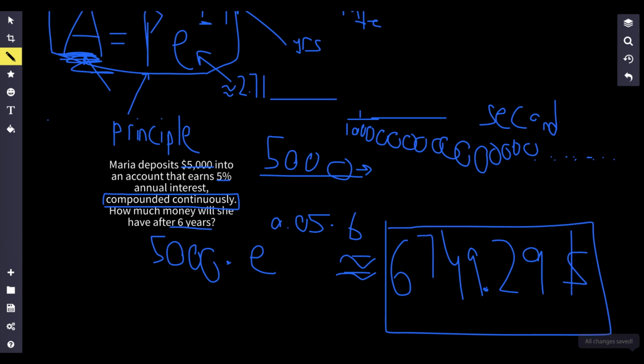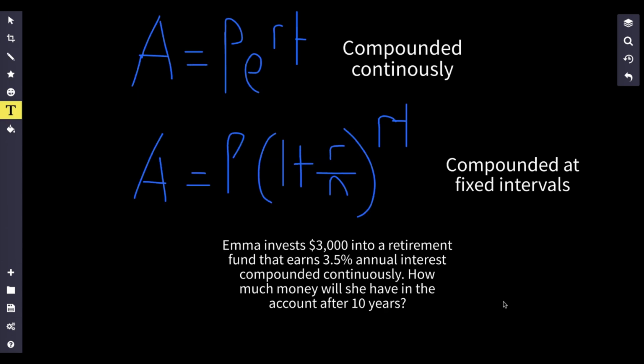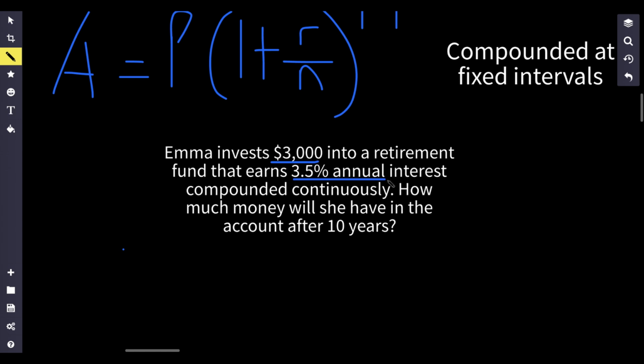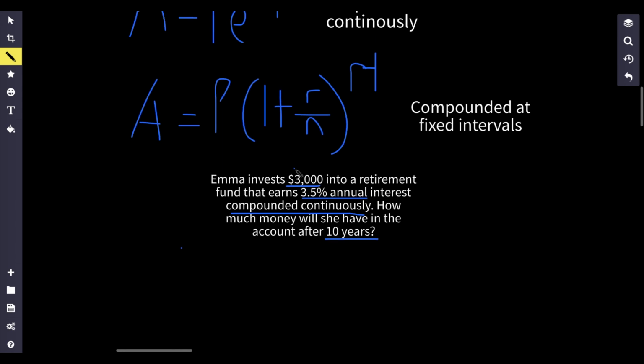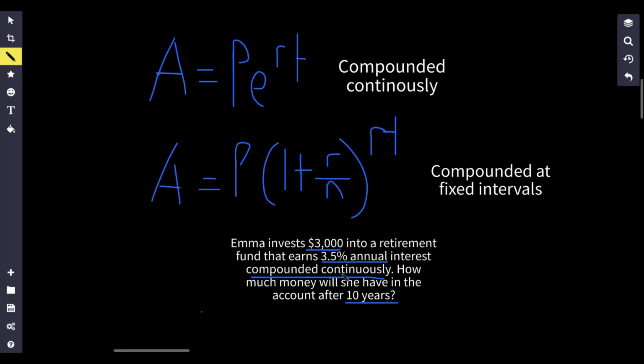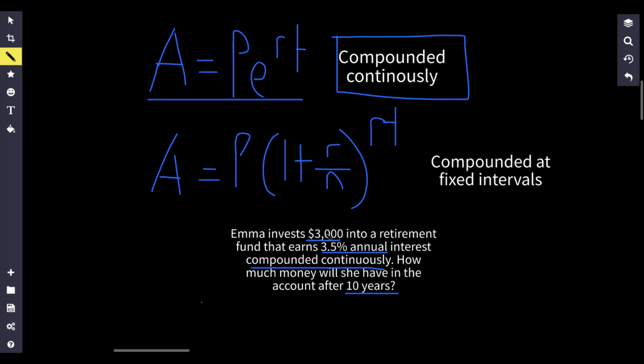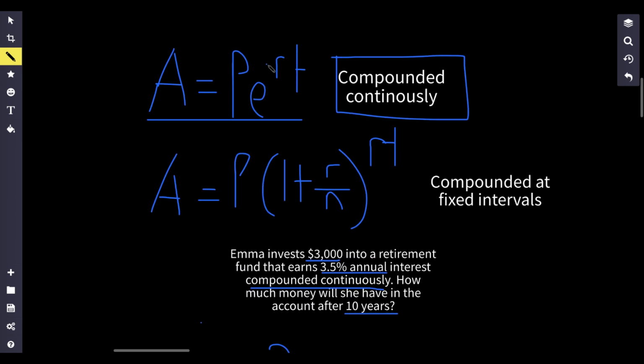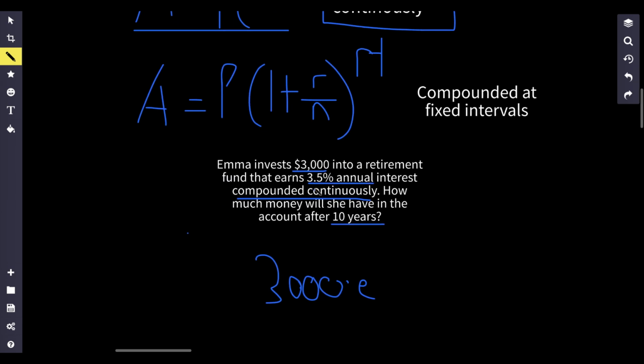So the key thing to get from these problems is that it's good to invest early, because money's going to build up. Emma invests $3,000 into a retirement fund, earns 3.5% annual interest, compounded continuously. How much money will she have in the account after 10 years? Well, we hear compounded continuously, so we're going to use this formula. So the initial amount is 3,000 times e to the, this right over here is our annual interest, so it's 0.035 times the amount of time, which is 10 years.